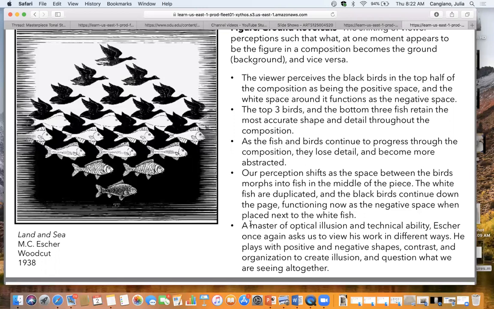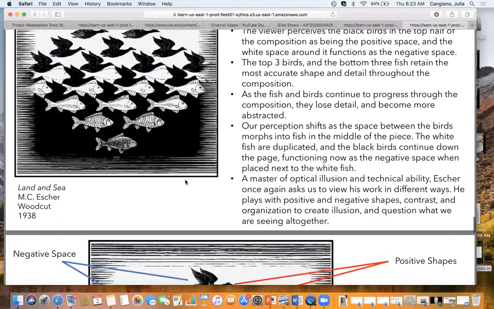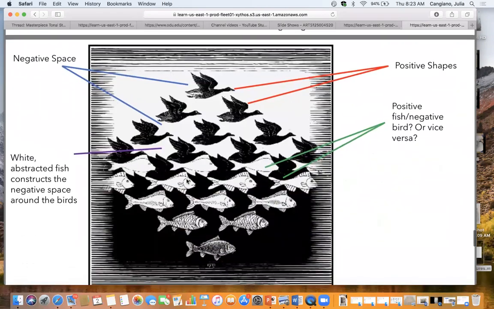Another note that I had was that Escher was a master not only of optical illusion, but technically he was so awesome. But he is asking us to view his work in a certain way. He's playing with positive and negative shapes, contrast, and organization to create illusion and question what we're seeing altogether. So that's kind of awesome. And here's a visual breakdown of that as well. And then on the line, as I said, questioning positive fish, negative bird, or vice versa.